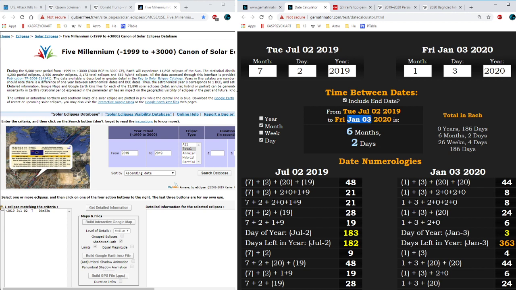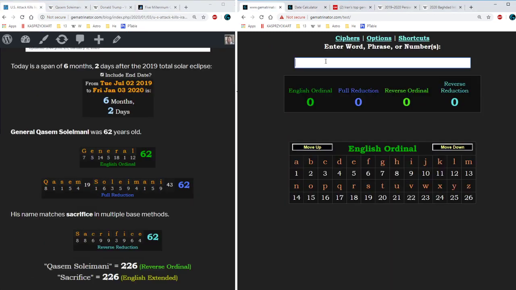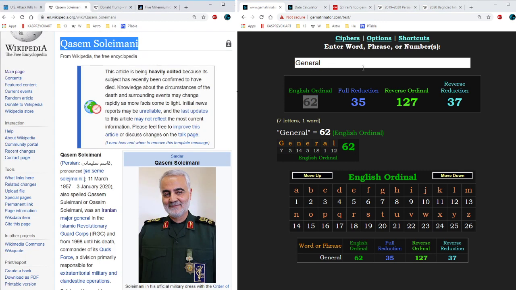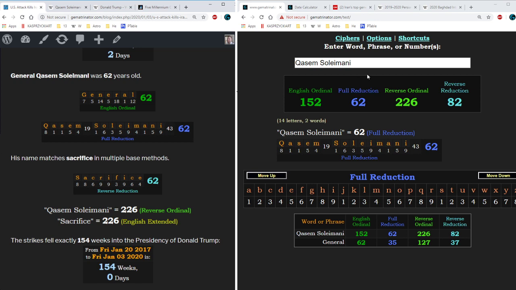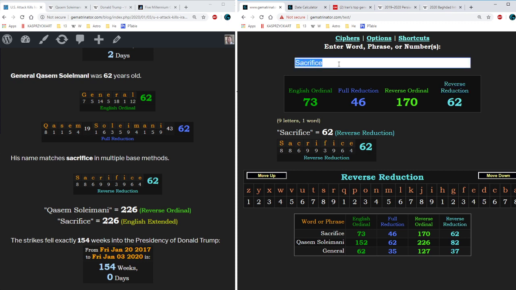Today's date, January 3rd, 2020, which was the date of the attack in Iraq, falls a span of 6 months and 2 days after the 2019 total solar eclipse. Today's attack resulted in the death of a general, which equals 62 in the alphabetic order. This general was named Qasem Soleimani, which sums to 62 in the reduction cipher. A significant part of this riddle is the word sacrifice, which sums to 62 in the reverse reduction method.